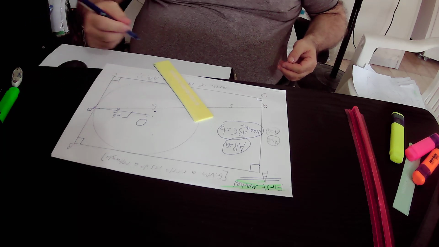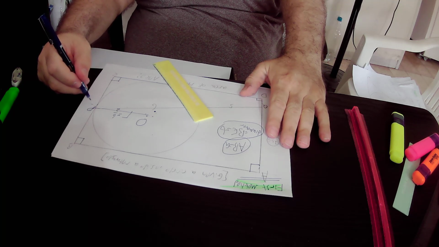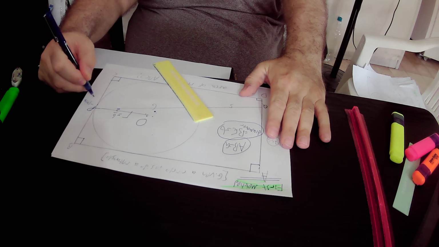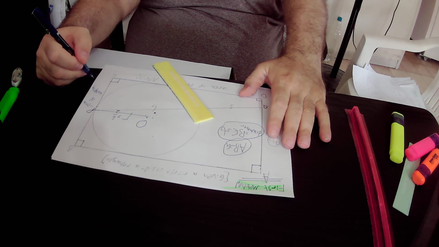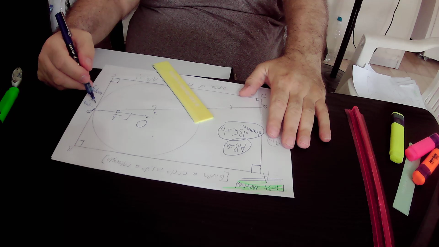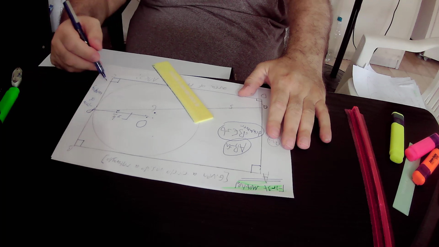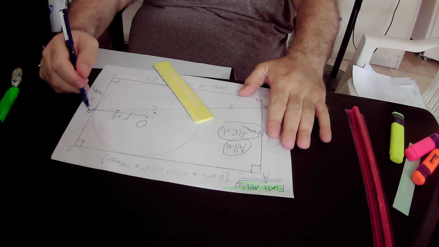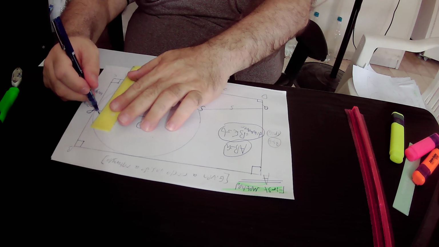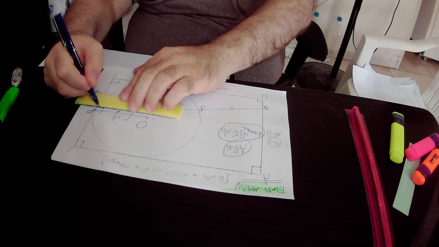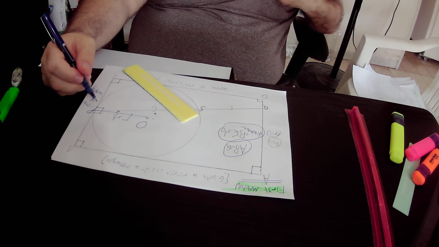So here P is the point of tangency of tangent BC with this circle, and we have the radius OP drawn to the point of tangency. Therefore, whenever a radius is drawn to the point of tangency, the tangent BC will be perpendicular to the radius PO. So BC is perpendicular to PO, which means this angle equals 90 degrees, and this angle also equals 90 degrees according to rule number 1. Okay?